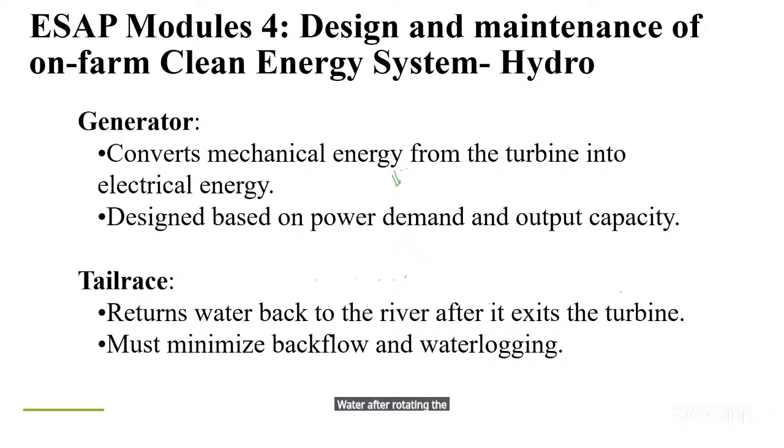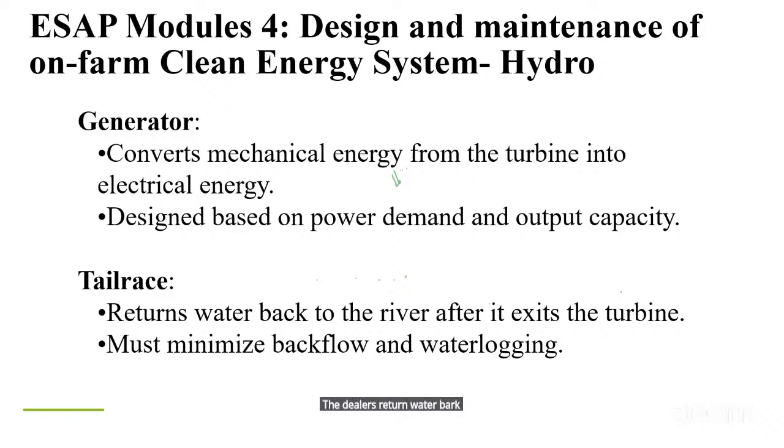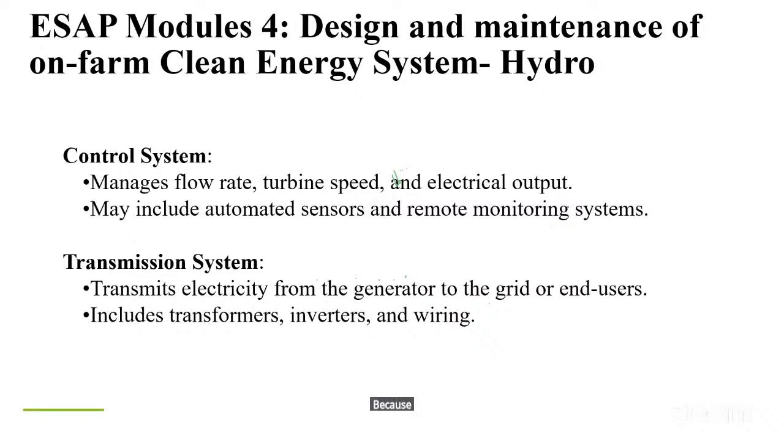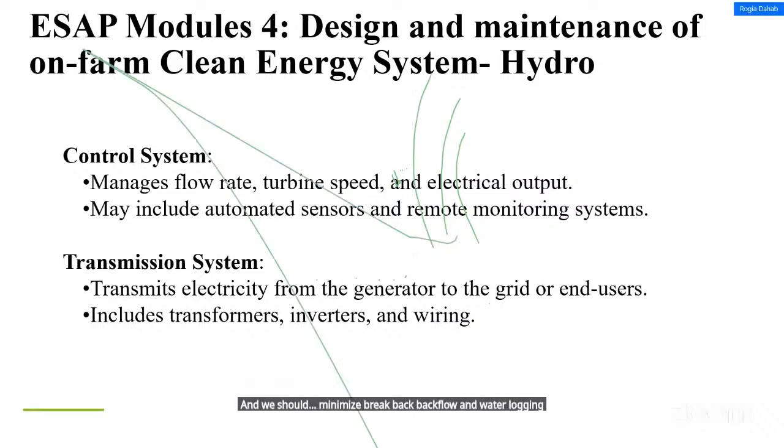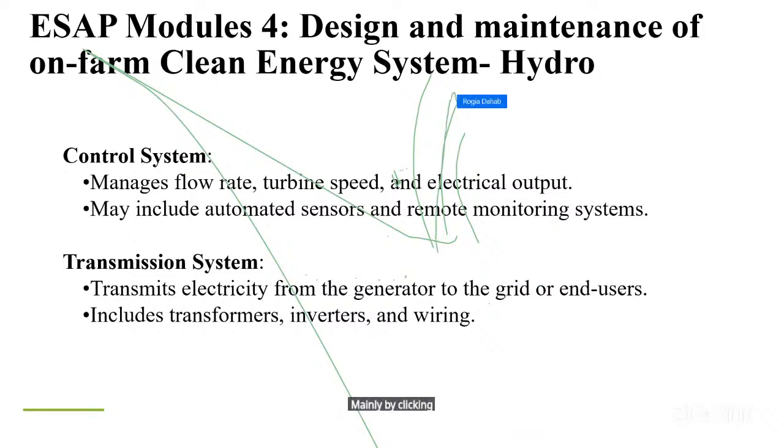And at the end of the day, water, after rotating the turbine and the generator, we should evacuate using a tail race. The tail race returns water back to the river after it exits the turbine, because this water should come back to the normal flow of the river. And we should minimize backflow and water logging at this level. And this is also when we consider maintenance, we are going to see how we can minimize this backflow and the water logging, mainly by cleaning the channel.